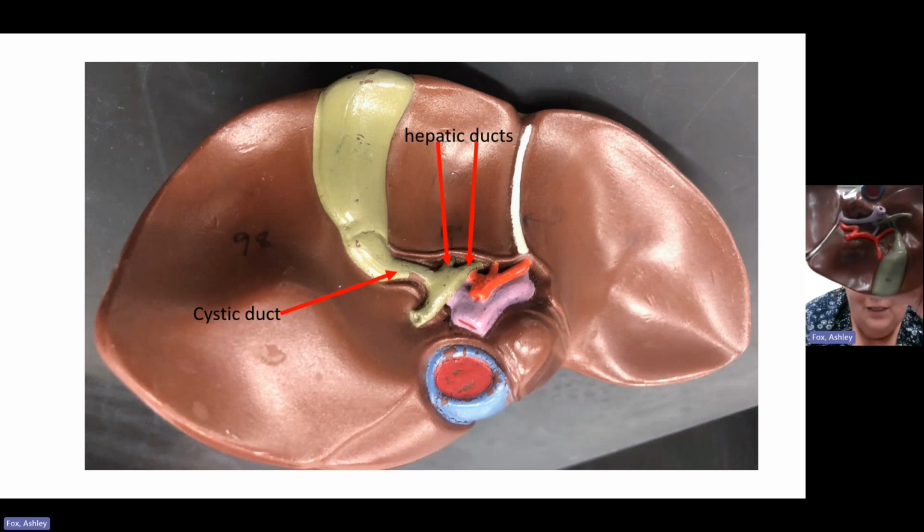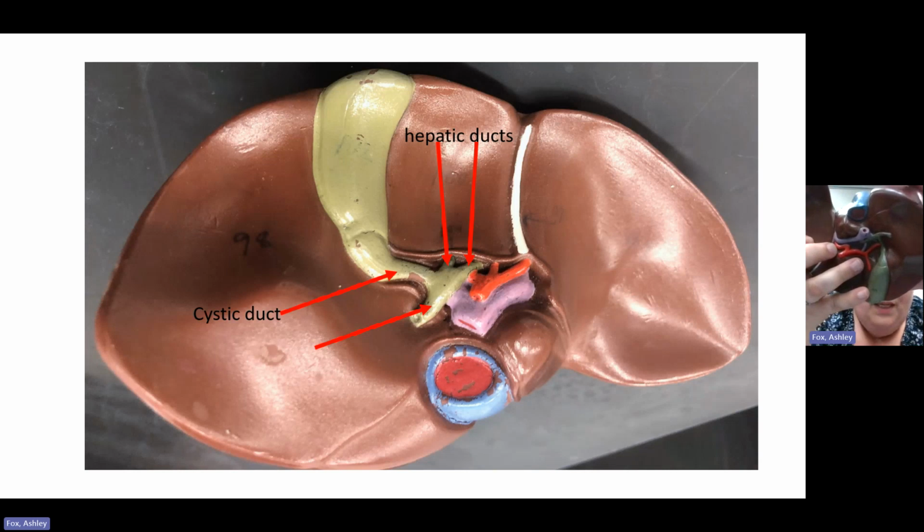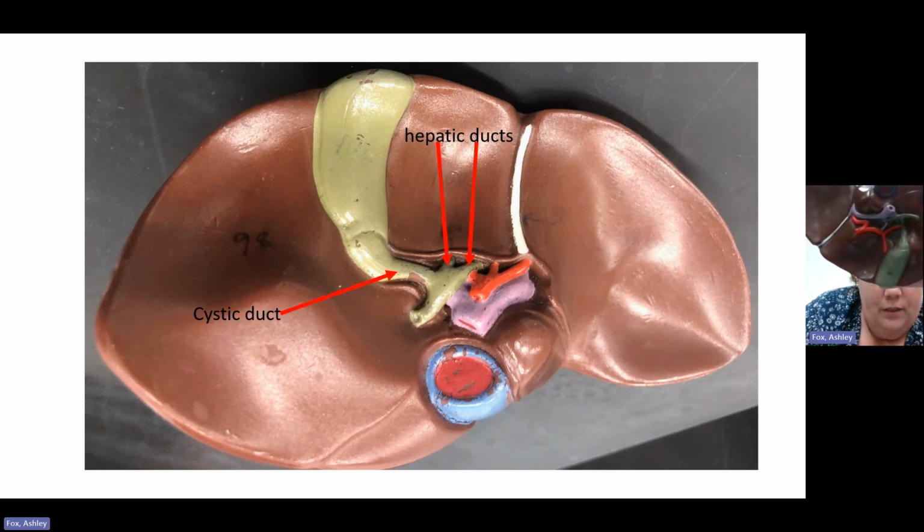We'll see a common hepatic duct in the next model that we look at. This guy showing you here, on this model, is a combination between the cystic duct and the hepatic ducts, or the common hepatic duct, and it's coming down. That's where we saw the bile duct in the pancreas model. So you'll see that is the bile duct. It's where it all comes together and leads down to the pancreas area to the hepatopancreatic sphincter.